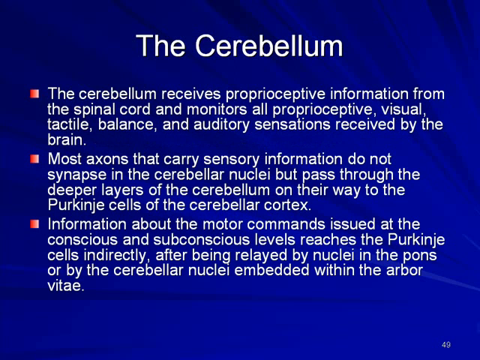Cerebellum receives proprioceptive information we already talked about. Most of the axons carrying sensory information do not synapse in the cerebellar nuclei. It passes through deeper layers of the cerebellum on the way to other cells in the nervous system, Purkinje cells specifically. Information about motor commands issued by conscious and subconscious levels reaches the Purkinje cells indirectly after being relayed through nuclei.